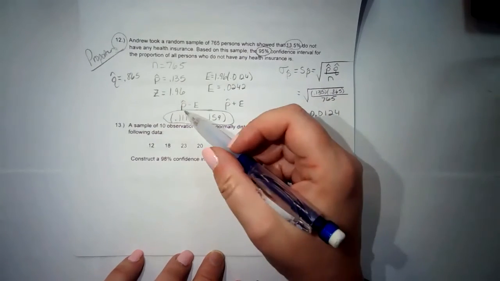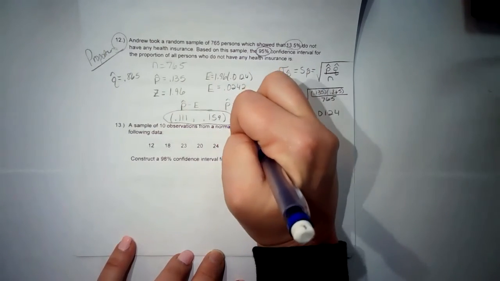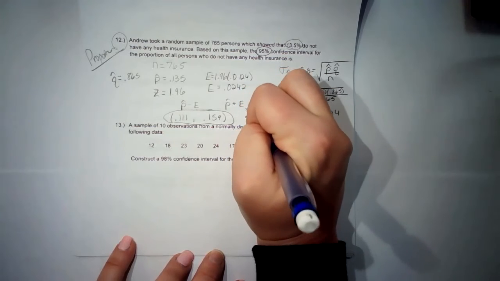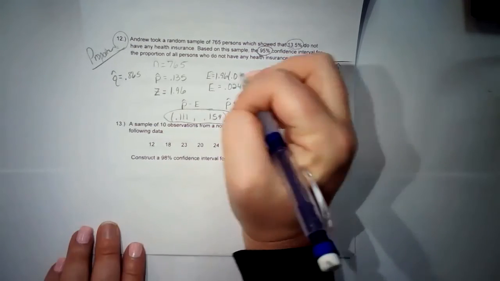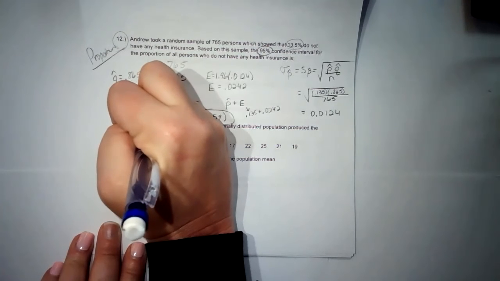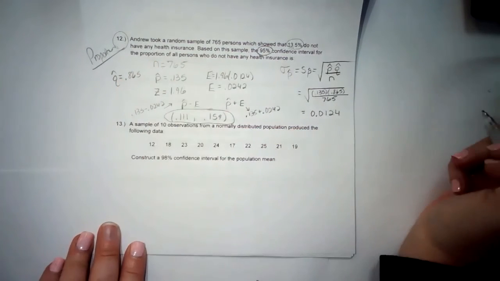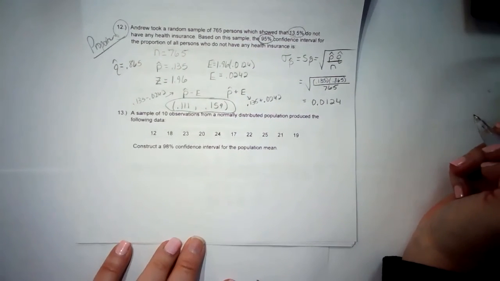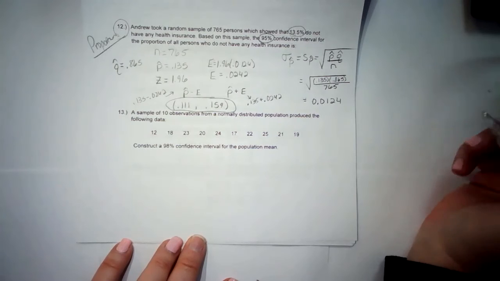Sorry, I didn't really write that out like I wanted to. I should have said 0.135 plus 0.0242, and I should have said 0.135 minus 0.0242. But that's how I came up with it. Is that okay with everybody?